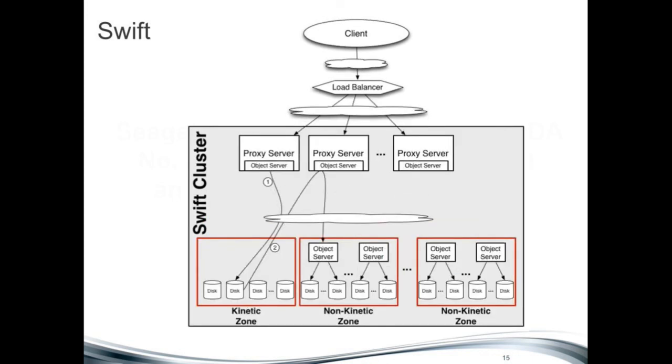And this is just another drawing showing that with Kinetic deployments, we can have a mix of machines doing Kinetic, which is the case of arrow number 1, and then other machines that have a mix between Kinetic drives and traditional drives. And this is all depending on how you configure your object ring.